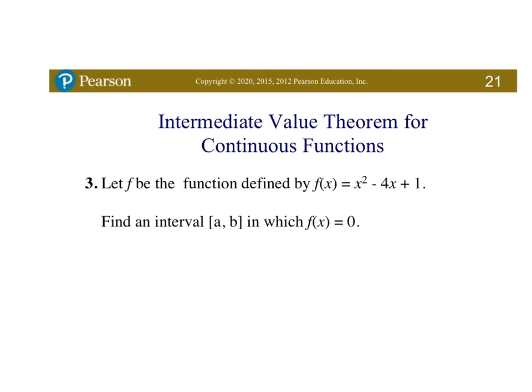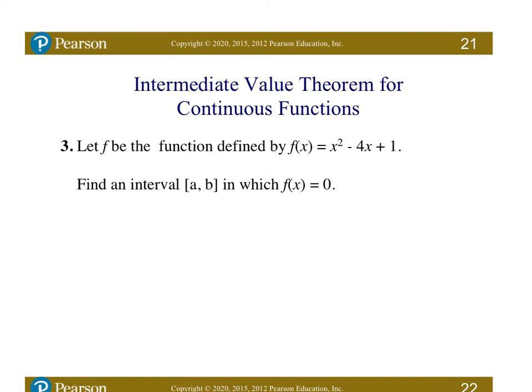All right, let's try another one. Let f be a function defined by the parabola x squared minus 4x plus 1. Find an interval a to b in which f of x must be 0. Well, first of all, we have to establish if f of x is continuous. So, since f of x is a parabola, it's continuous. That's the definition of a parabola.